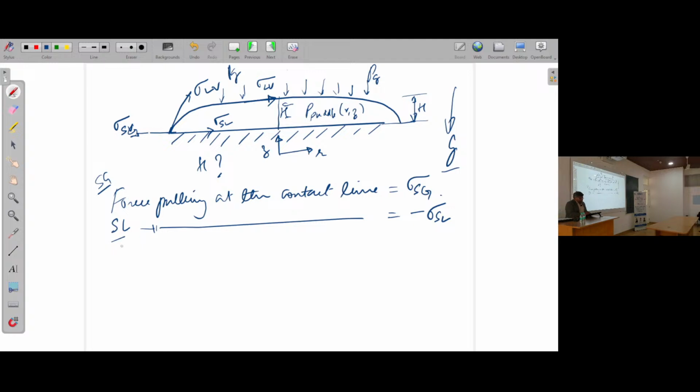Then you also have the liquid vapor force pulling at the contact line. So this would be something similar to minus sigma LV. So these are the forces that are acting specifically at the contact line.